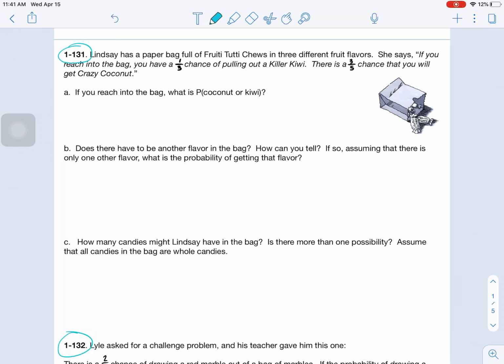If you remember yesterday, when we see or, that means we are going to combine those two together. So we're going to take the probability of killer kiwi, which is 1/3, and we're going to add it to the probability of crazy coconut, since I can get one or the other. So a good common denominator for 3 and 5 is going to be 15. So 1/3 is going to turn into 5/15, and 3/5 is going to turn into 9/15. So when I add those together, I'm going to get 14/15.